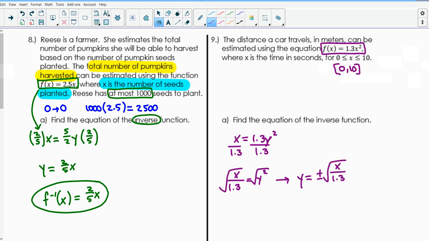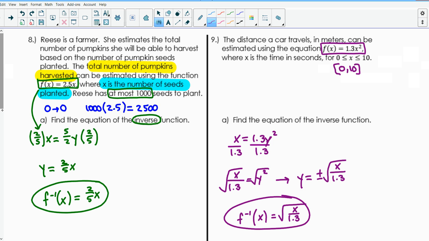But remember when we talked about a quadratic, we only want one of these two because of the fact that it wouldn't be a function if we took both. Okay, in the context of a problem, we're almost never going to take the negative because in this case, then it'd be talking about a negative time or distance, which we can't have either. So we'll take the positive and we'll say the inverse function is equal to the square root of x over 1.3. So this is my inverse function.